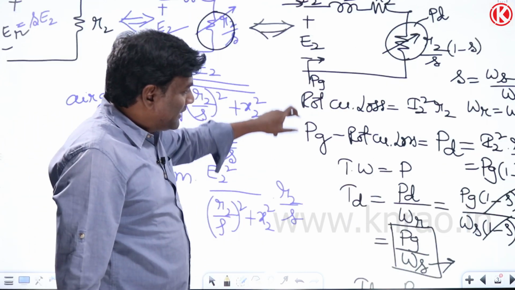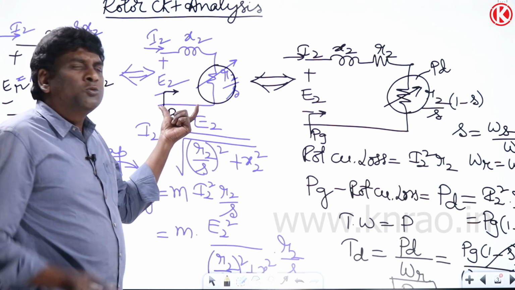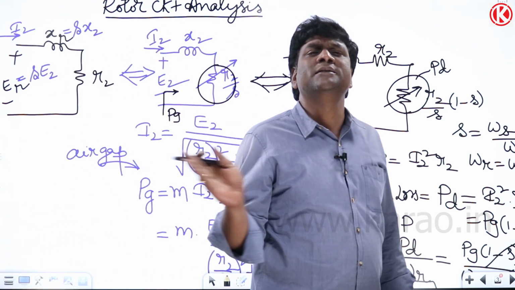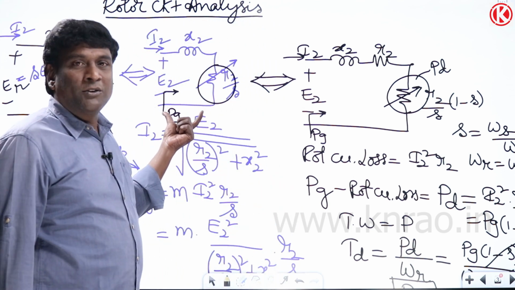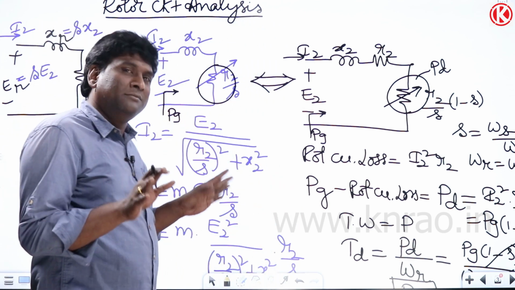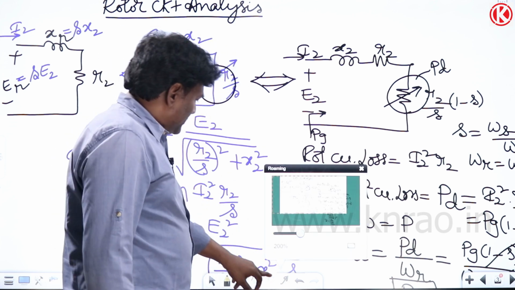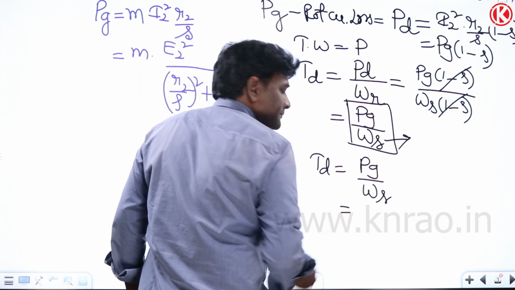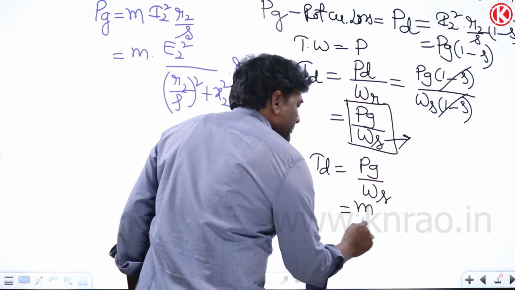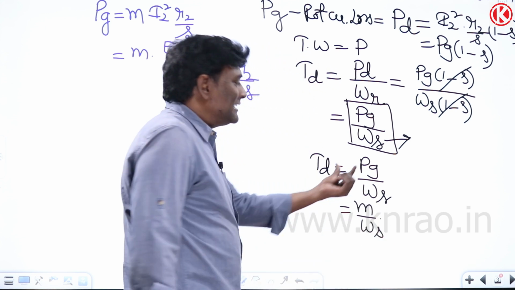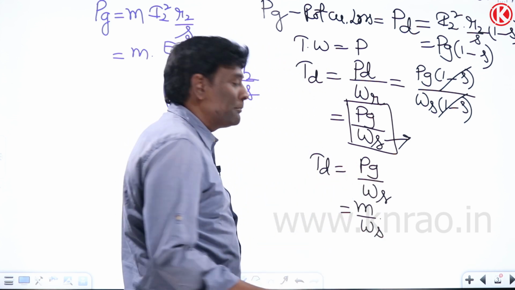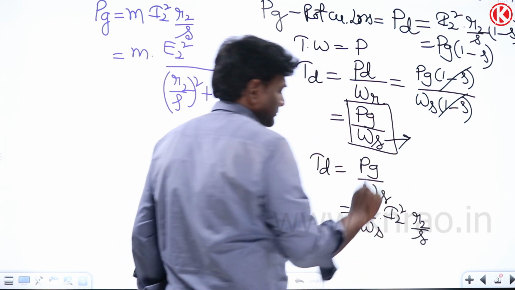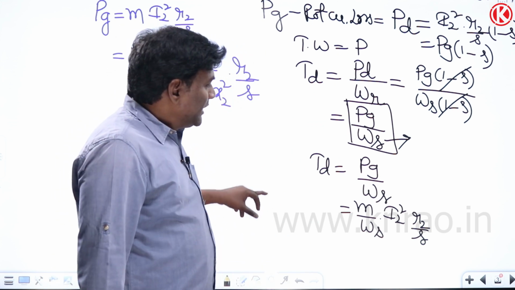You are supposed to keep this small circuit in mind, such that 70% of the problems asked in induction machines can be easily solved. It's a small circuit only. So this is going to be M number of phases divided by omega S. Now what is per phase? Per phase PG, the air gap power, is going to be I2 square R2 by S. Problem solved.